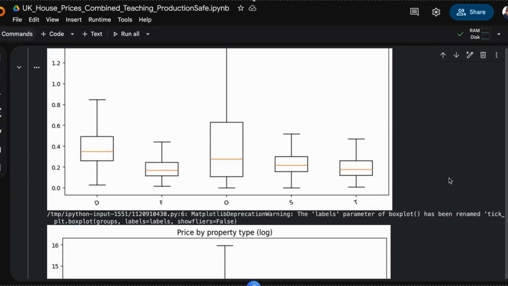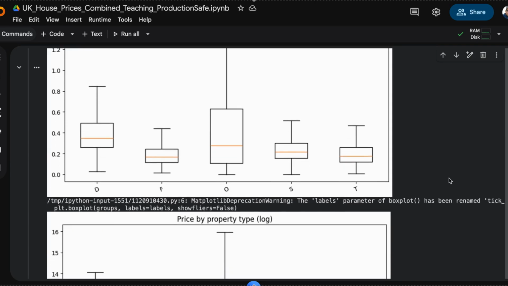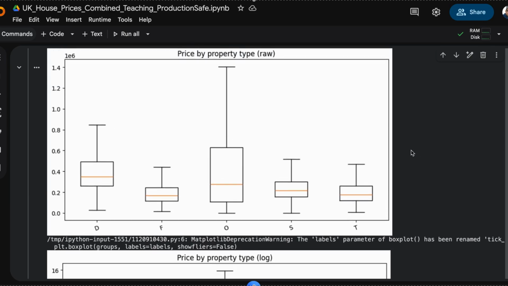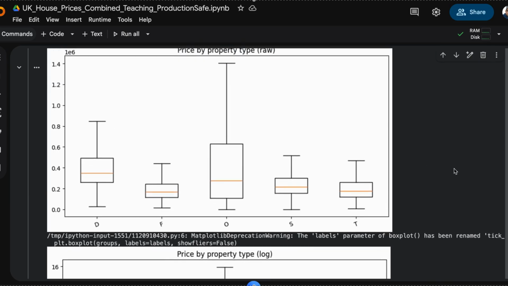This confirms an intuitive hierarchy. Property type strongly influences price. Important nuance. However, the box plot also shows wide spreads and extreme outliers. This reflects price variability within each category.